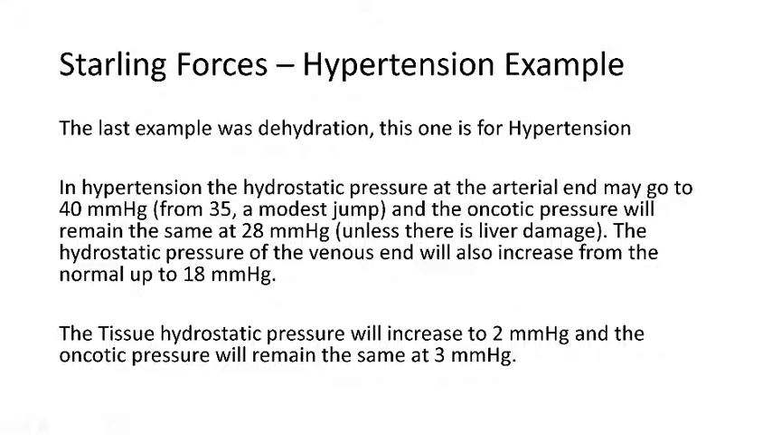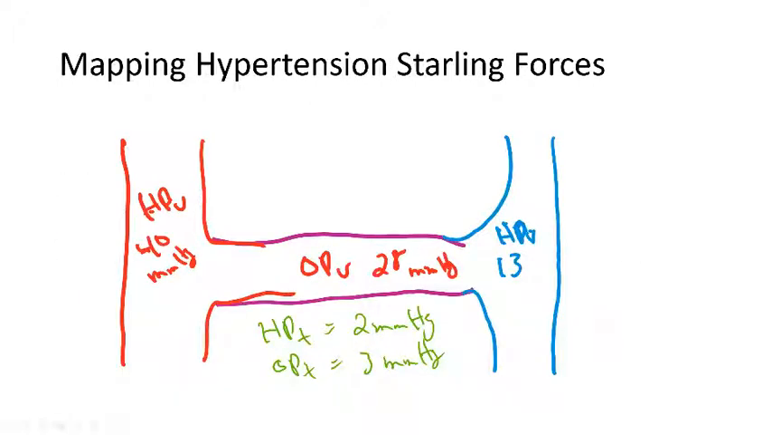If I did a hypertension example, I would say that the hydrostatic pressure in the arterial end may go up to 40. That's higher than normal. The oncotic pressure, in this case, I'm keeping it the same, although it can change. And the hydrostatic pressure at the venous end also goes up. But because of the hypertension, my hydrostatic pressure here in the tissues changes. So you're going to have a word problem like this. And then what you're going to do is build your capillary with your values, set it up so that you can read 40 at the arterial end, 13 at the venous end.